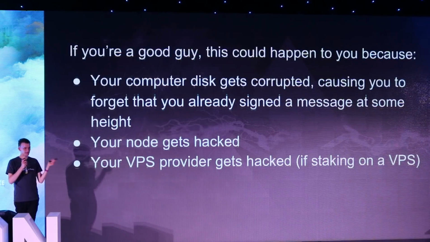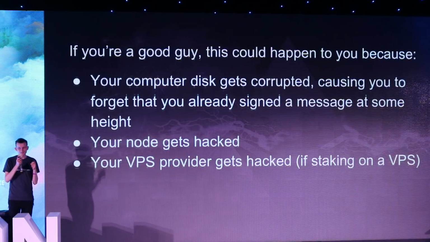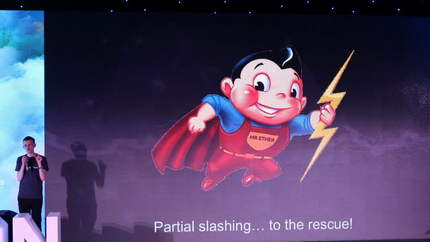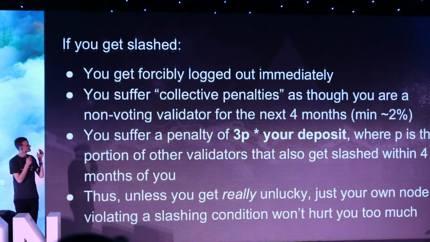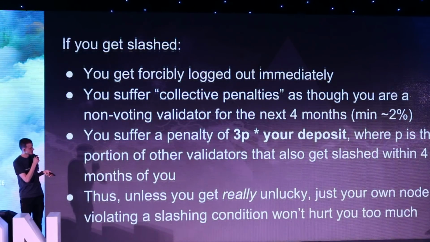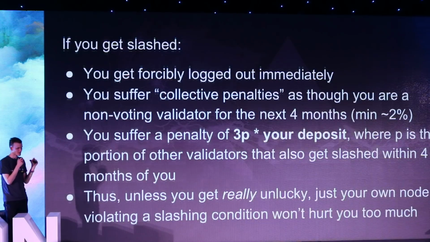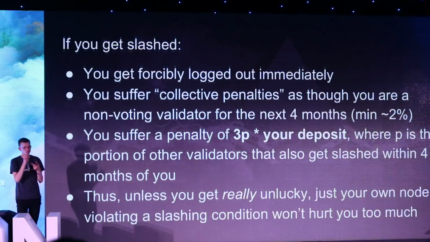So if a hostile actor takes control of your staking key, they can make you lose money. But they cannot make you lose all your money, except in extreme cases. So, partial slashing to the rescue. If you get slashed, two things happen to you. First of all, you get forcibly locked out immediately, so you can no longer participate in the consensus. Second, you suffer collective penalties as though you're a non-voting validator for the next 4 months, right?